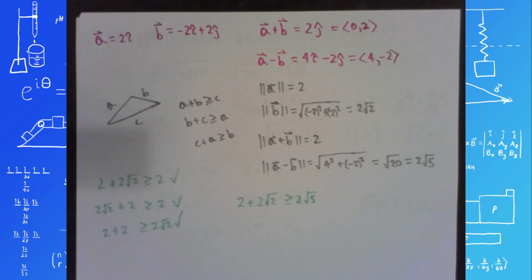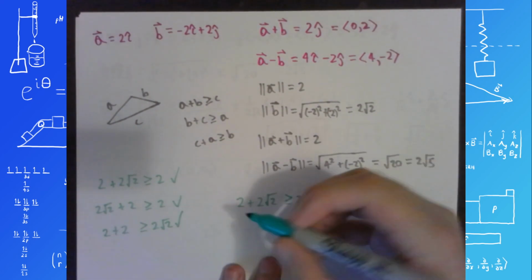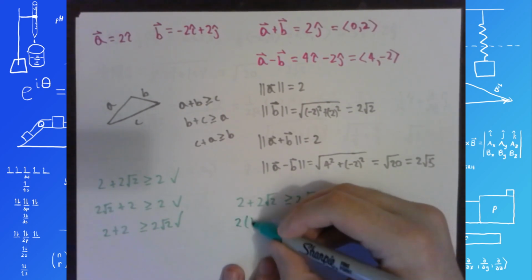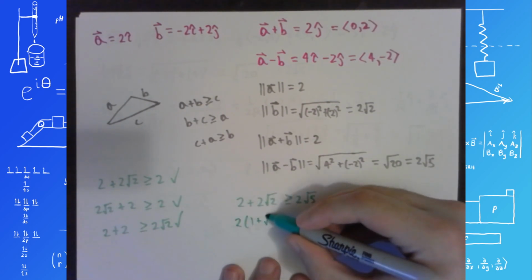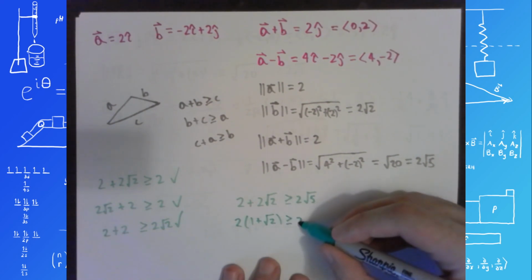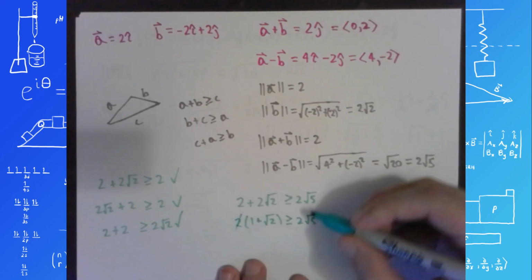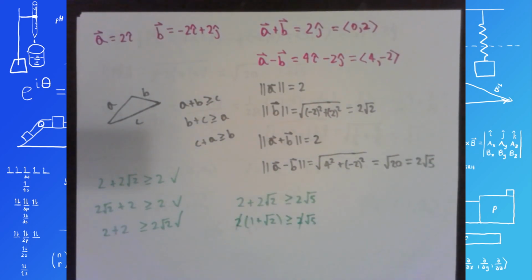Then how do I want to argue for this? I guess what I can do is factor out the 2 and say 2 times (1 plus the square root of 2) is greater than or equal to 2 times the square root of 5. I can cancel the 2s. Is 1 plus the square root of 2 greater than or equal to the square root of 5? I could just square both sides to prove this.